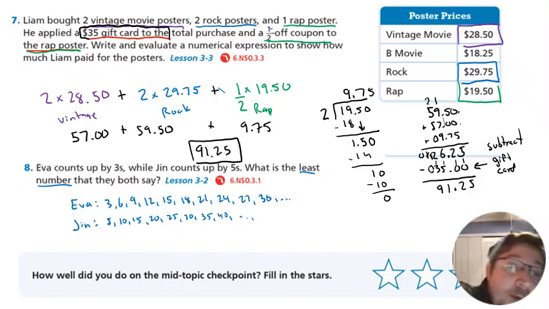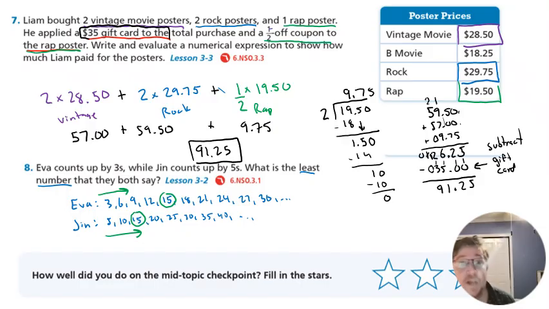So remember, we want to look from the low side to the high side, see what they both have in common. So they both don't have a 3. They both don't have a 5. Both don't have a 6. Both don't have a 10. Both don't have a 9. But they both have a 15. Hooray. So 15 is going to be the first number, the least number, that they both say out loud.